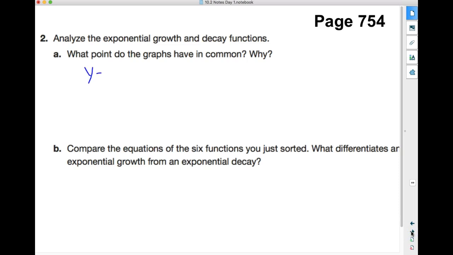So the y-intercept is always going to be 0, 1. They all have that y-intercept in common when I'm in the form f of x equals a times b to the x. Now, here my a value for all these, a equals 1. As soon as a changes, that y-intercept is going to change, and it's just going to move up with it a little bit.